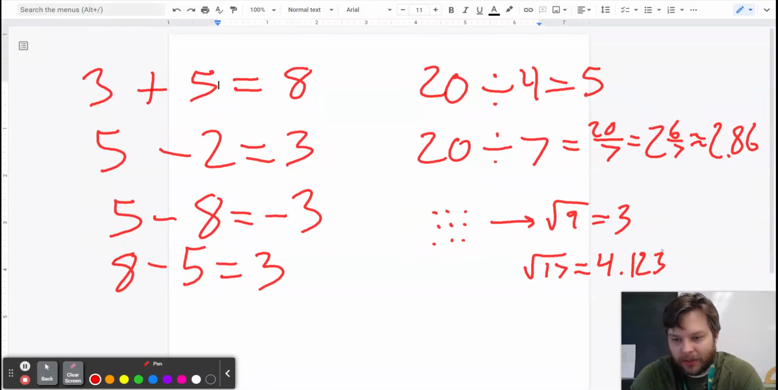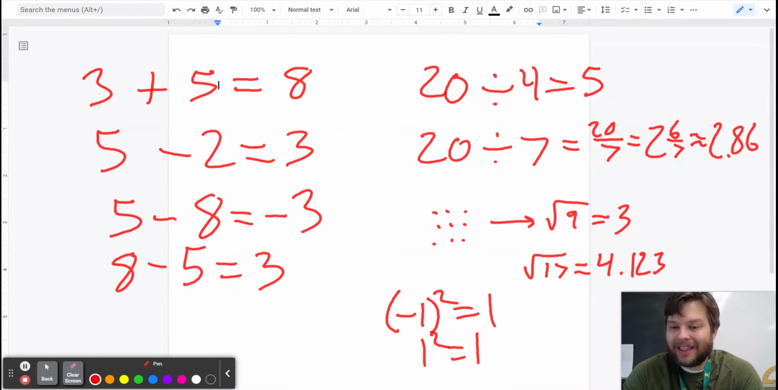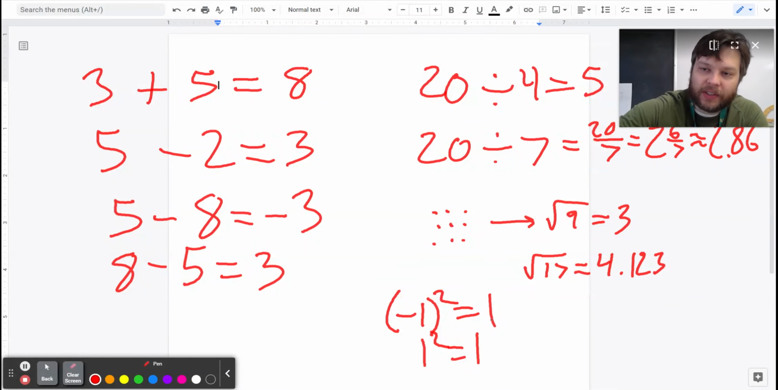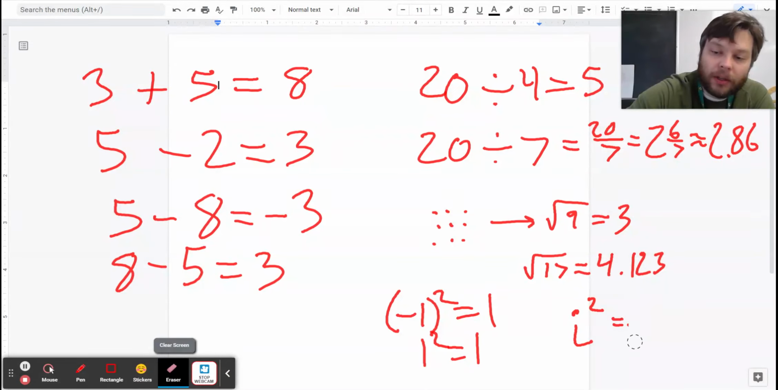Now we're just doing that one more time. For a long time, we said that there was no square root of a negative number. And the reason why there was no square root of a negative number is because if I did something like negative 1 squared, I got 1. And if I did positive 1 squared, I got 1. So there was nothing that squared to equal negative 1 until now. All we're doing is saying, let's make up a new number called i. Let's square it, and let's make that new number equal negative 1.